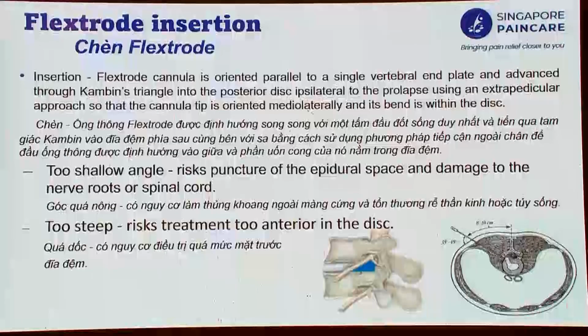Just now, as I was mentioning, if we angle it too shallow, you will have a problem. You will be skirting and you won't be in the disc. You do not feel that you're in the disc, and your introducer might be in the disc, but your probe might actually slide out, and you will be in the epidural space, and you can damage the nerve root when you do your radiofrequency ablation. If you put it too steep, you will run into another problem. Rather than treating the posterior annulus, you'll be treating the center, the nucleus of the disc, which is not what we want to do.